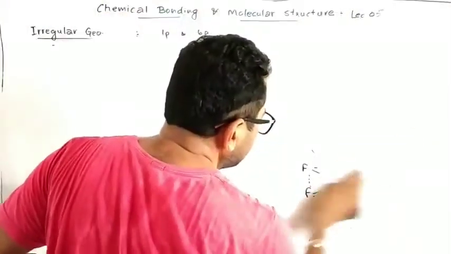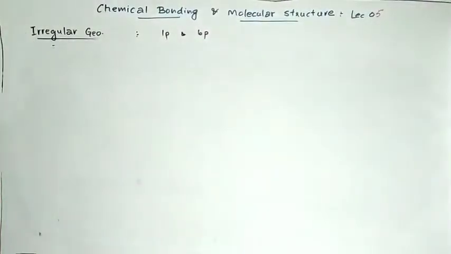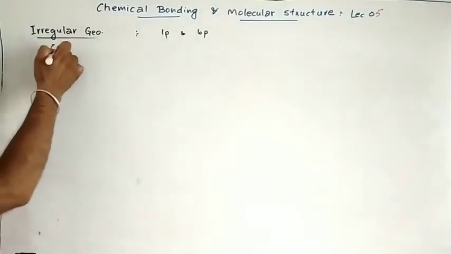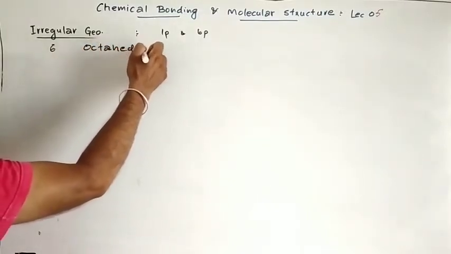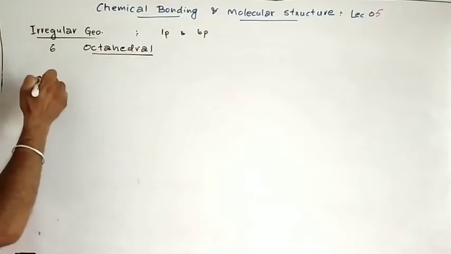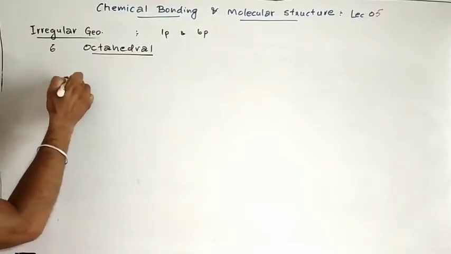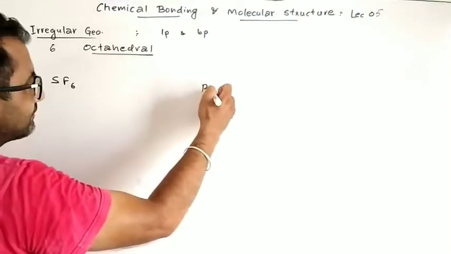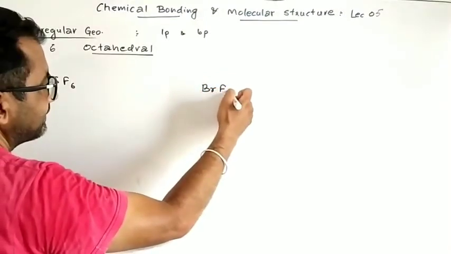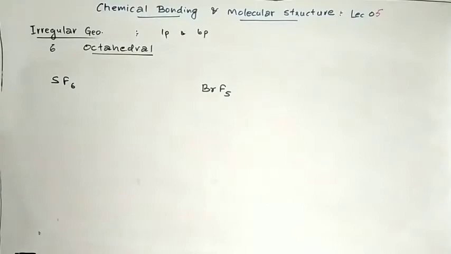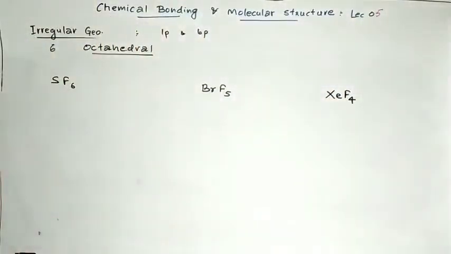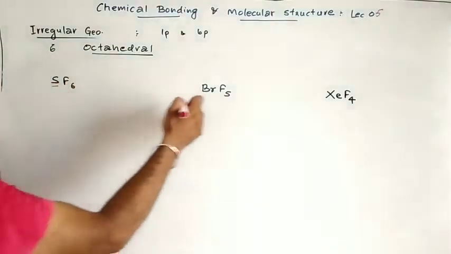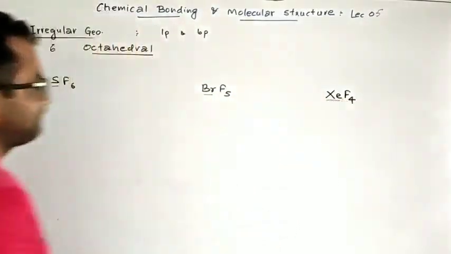So in case of 6, the number of electron pairs is 6, and the geometry is, we know, octahedral. So the structures are like SF6, BrF5 and XeF4. So mark the central atom as sulfur, bromine, xenon.